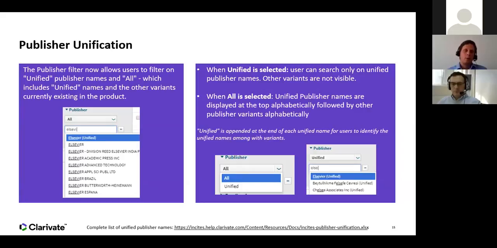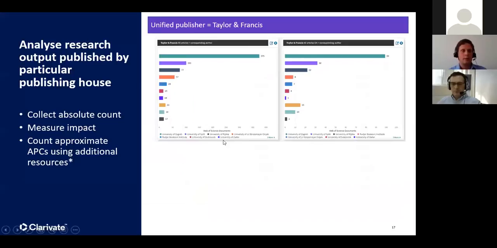Another step which I wanted to mention is publisher unification. It is another very appreciated extension available in Insights BNA, which allows each customer to obtain unified publishers easily in several clicks. Thanks to this extension, you can obtain, for example, all research output published with a particular publishing house. In our example, Taylor Francis.